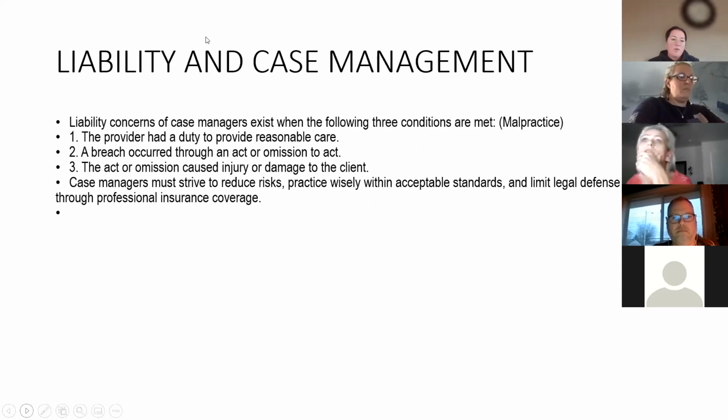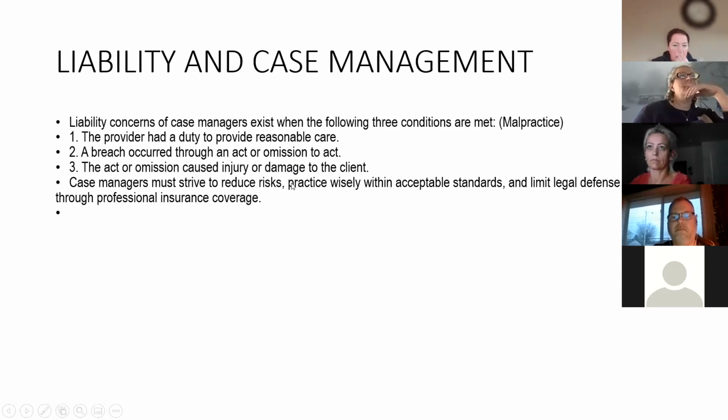When we look at case managers, we were worried about liability. So know that malpractice, when we are saying this, these three things have happened. The provider had a duty to provide reasonable care. Something happened or didn't happen. And the act of not doing something or doing something caused injury or damage. Okay, so as case managers, we're trying to prevent that, but I want you to know what malpractice is and why it occurs. Any questions on that? Okay.